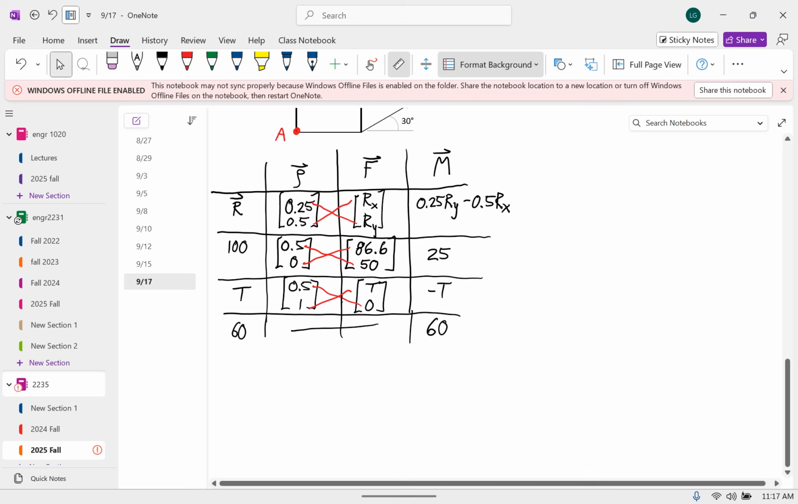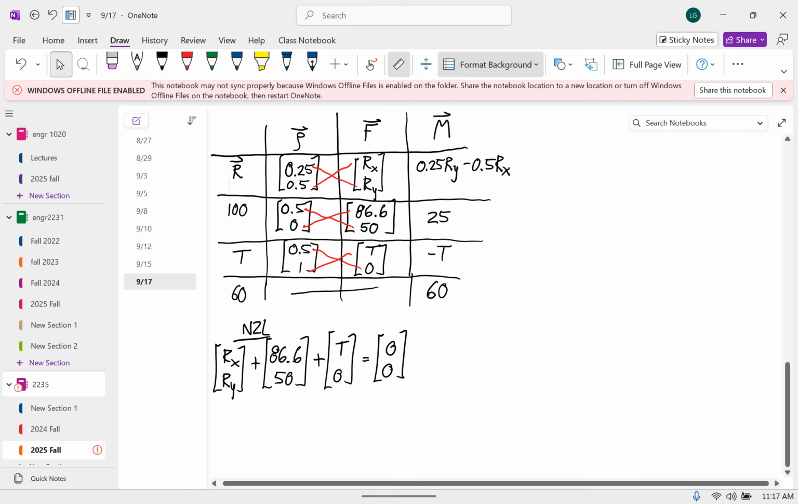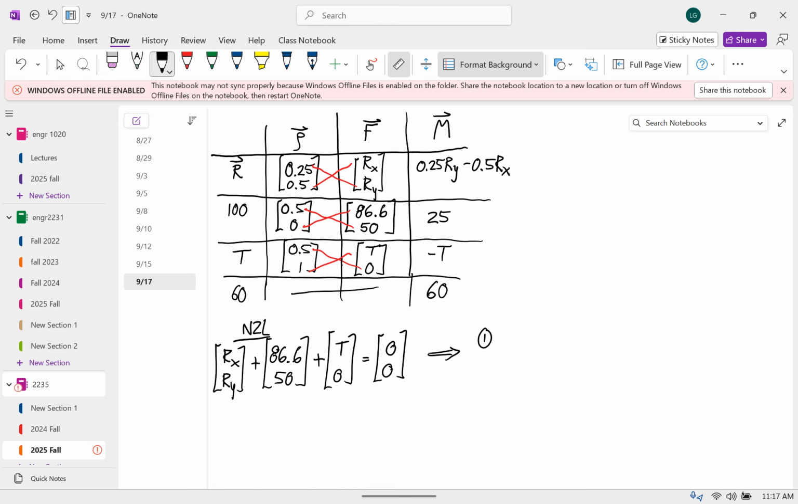So now we'll go to Newton's second law. And we'll add up these force vectors and set it equal to 0. And that gives us our first two equations. I'm going to put them in the form to go into the reduced row echelon form. So we got Rx plus T is equal to negative 86.6. The second equation says Ry is equal to negative 50.